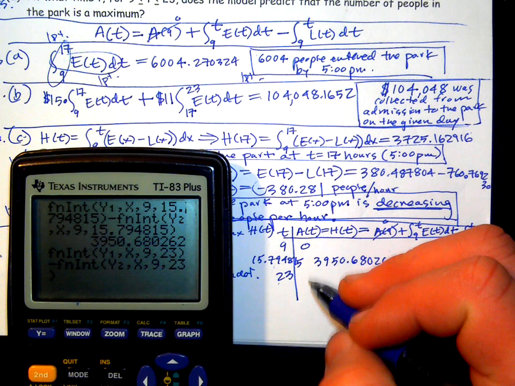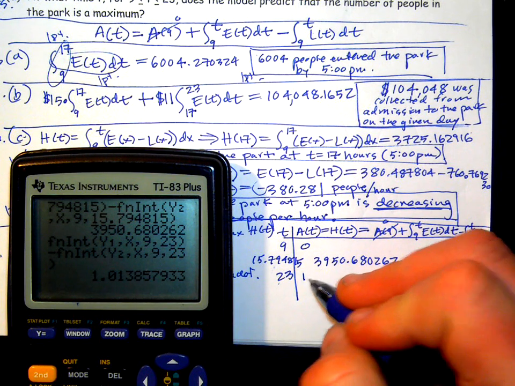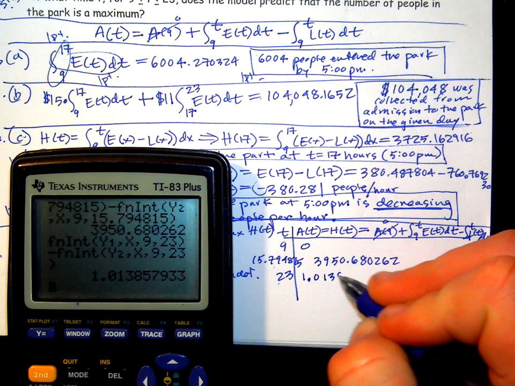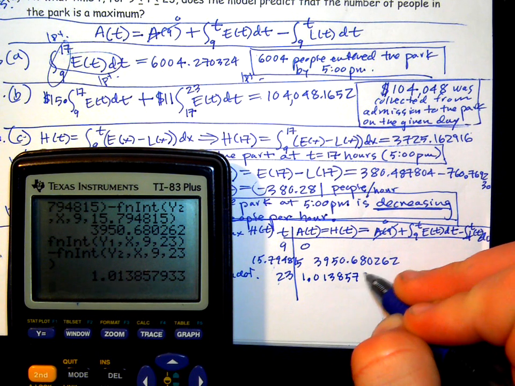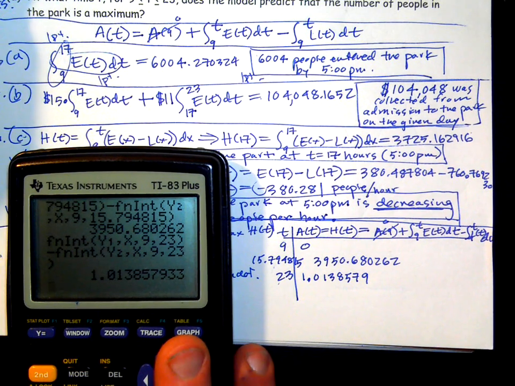So we got to check the endpoints and the critical points. And that's what extreme value theorem tells you to do. 1.0138579. Now it's kind of interesting that when the park closes, there's like one person in there. Like a straggler, someone hiding out or something.